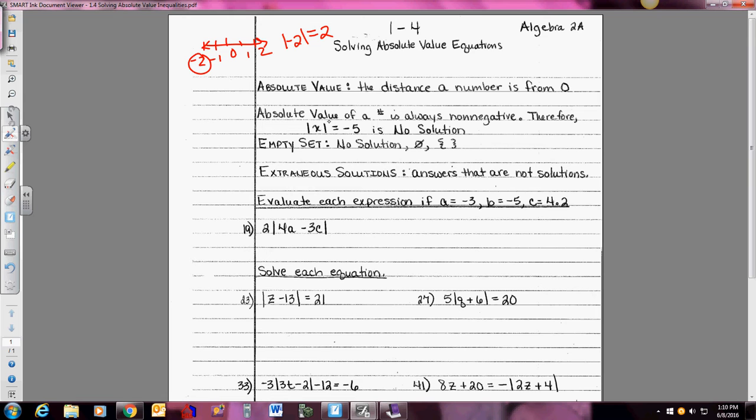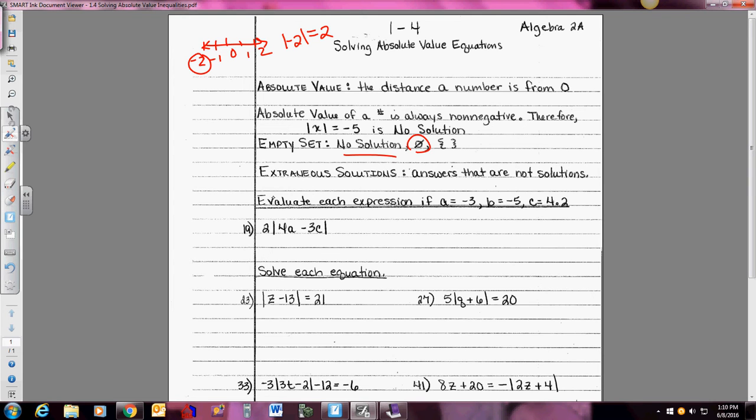Therefore, absolute value of x equals -5 is no solution, because you cannot have an absolute value equal to a negative number. That's not possible. Empty set, also called no solution, is a 0 with a line through it, or empty brackets. I usually prefer the 0 with a line through it or no solution. Sometimes if you write empty brackets, maybe you thought you forgot to put something in there. So you do whatever works for you.